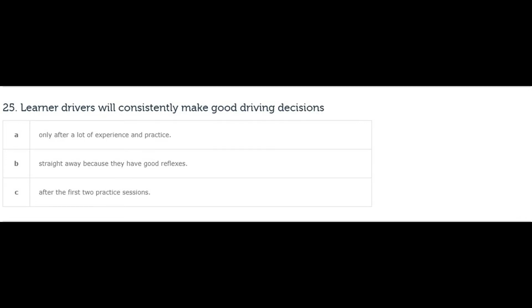Question 25. Learner drivers will consistently make good driving decisions. A. Only after a lot of experience and practice. B. Straight away because they have good reflexes. C. After the first 2 practice sessions.